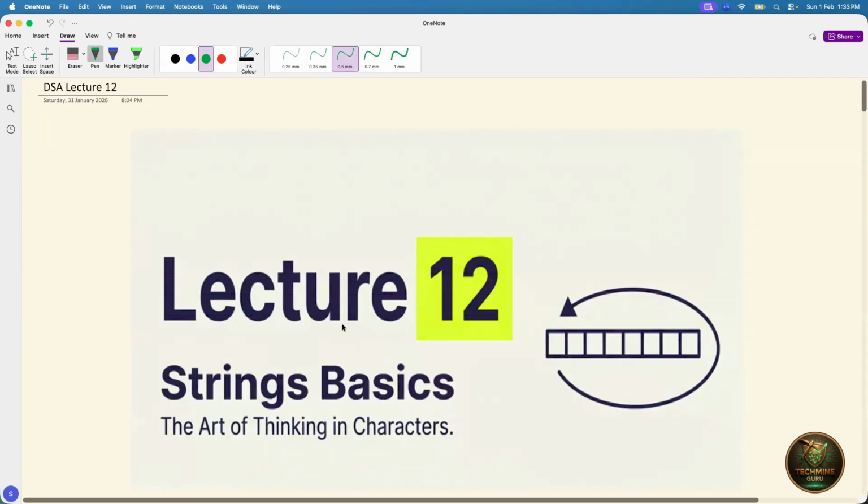They say the best way to solve a problem is to understand the language it's written in. Well, today we aren't just learning a data structure, we are mastering the art of thinking in characters.